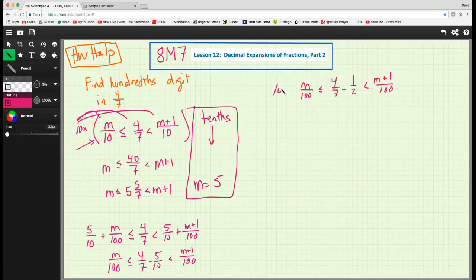Now we're going to multiply everything through by 100. And we get m is less than or equal to, we didn't do this subtraction, so let's do that now. 4/7 minus 1/2 equals over 14. 7 into 14 is 2. 2 times 4 is 8. Minus 2 into 14 is 7. 8 minus 7 is 1/14. Okay, 1/14 is less than m plus 1.